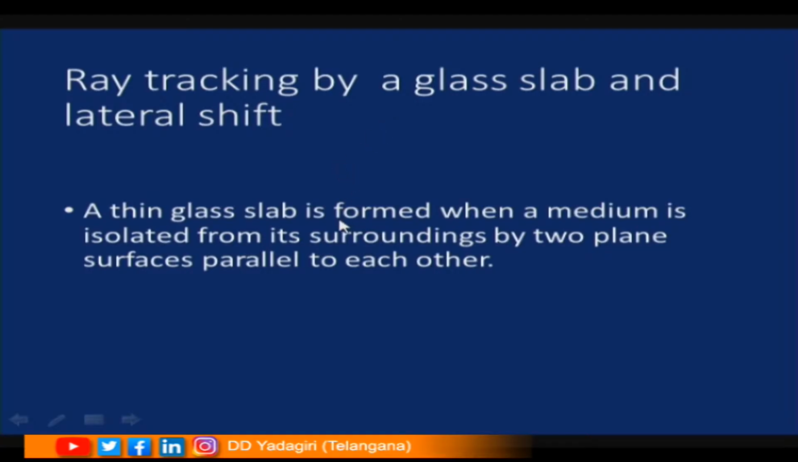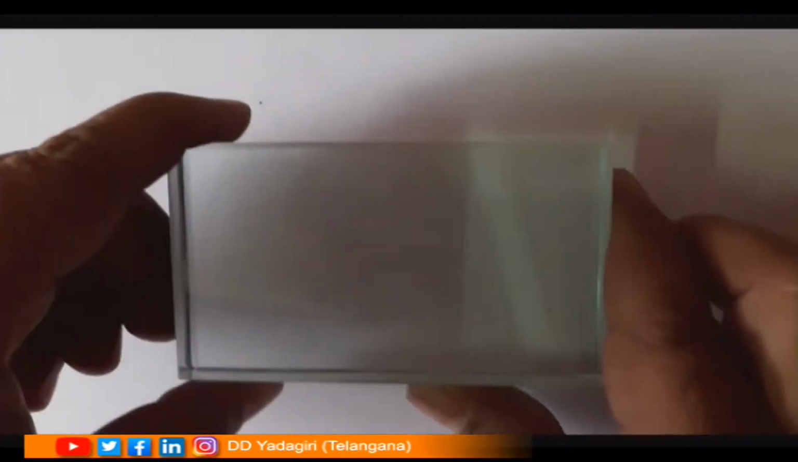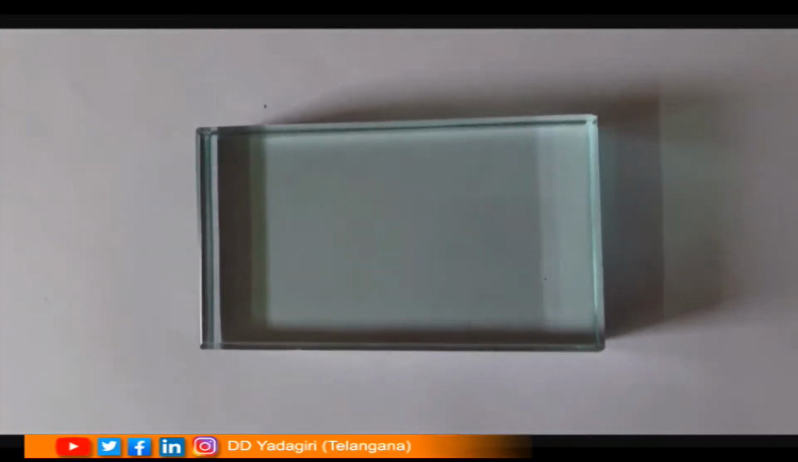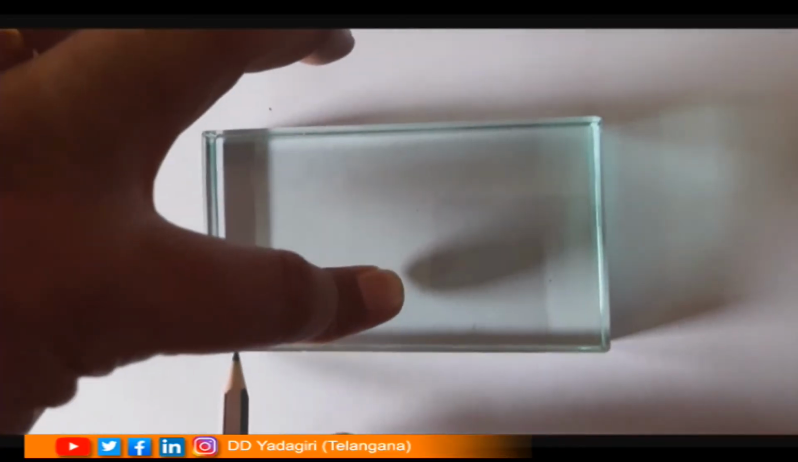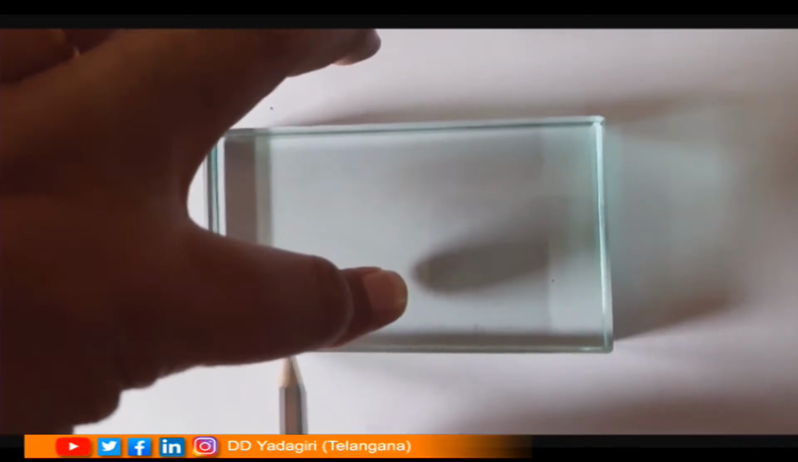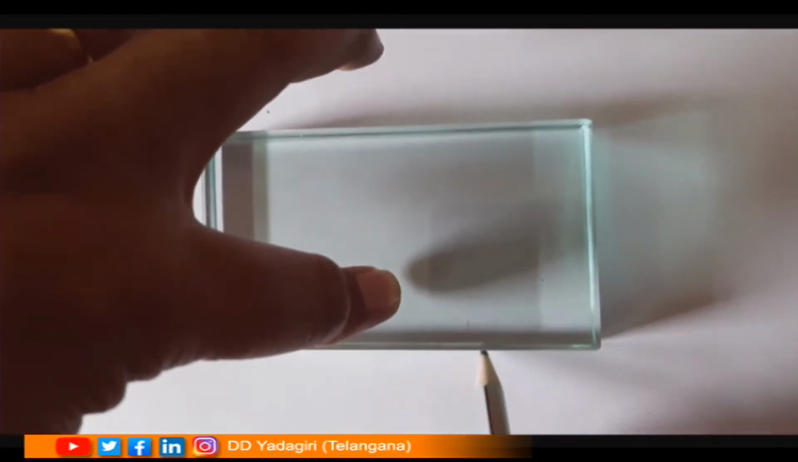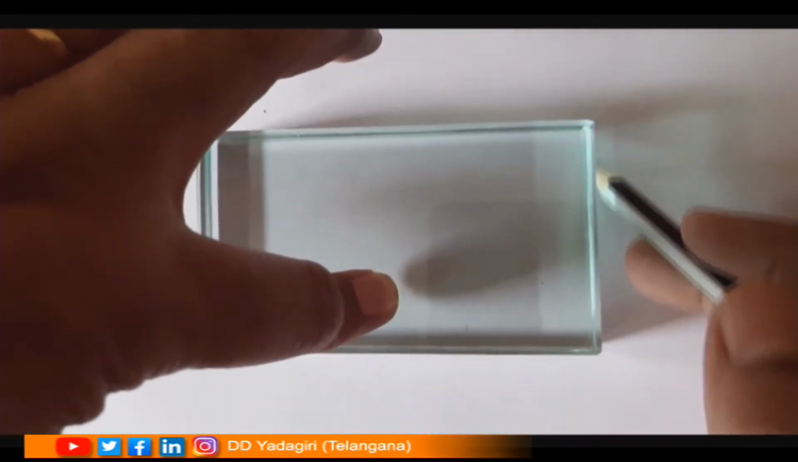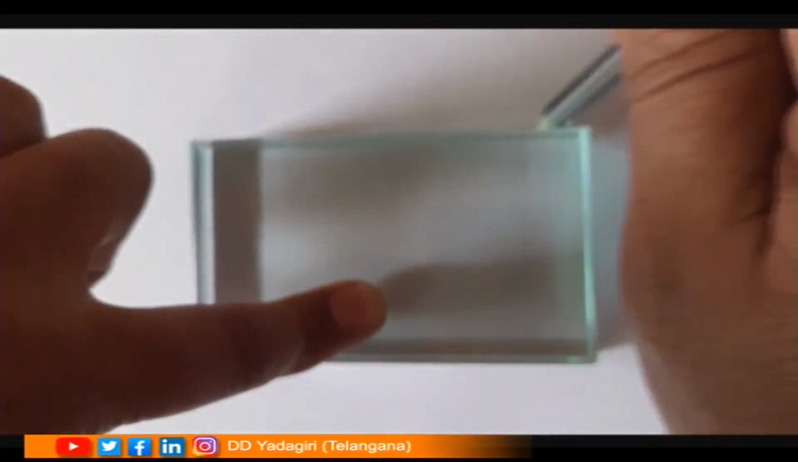A thin glass slab is formed when a medium is isolated from its surroundings by two plane surfaces parallel to each other. Children, we will see an activity here. To discuss vertical shift and lateral shift, I am taking an activity here. We have taken a white chart, keep a rectangular glass slab over the paper and draw the outlines for the rectangular slab.